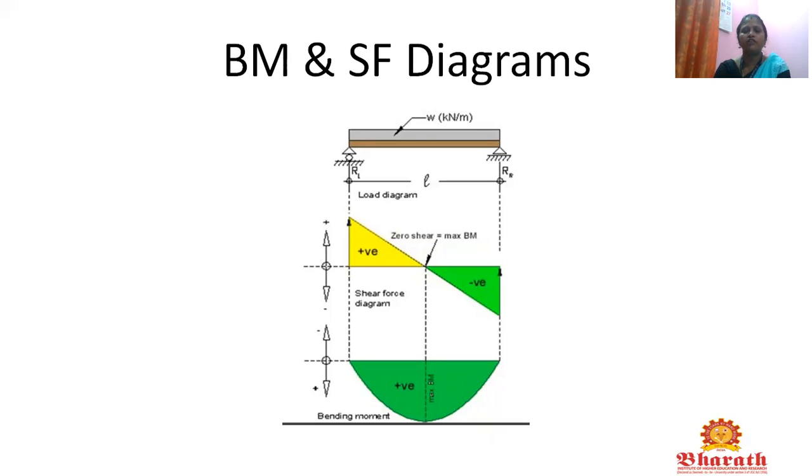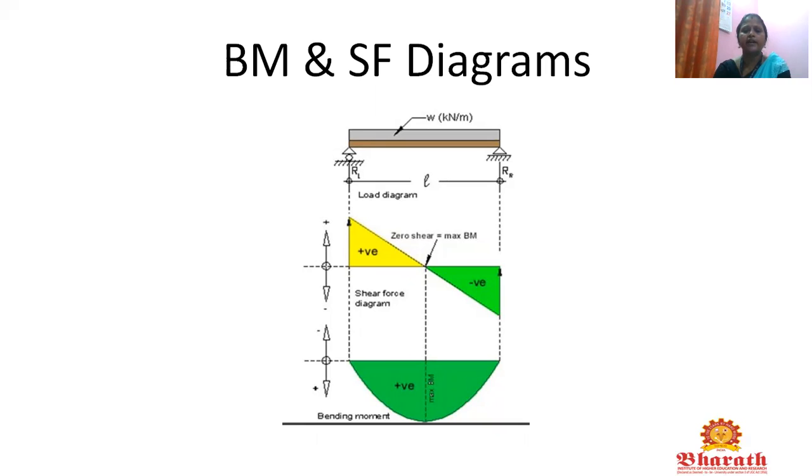With the reactions we got, the positive reaction for the shear force is drawn on the left-hand side, that is positive shear force, and the reaction at B, that is negative shear force, is drawn on the right-hand side of the member. The zero shear force, that is the maximum bending moment location, is also shown in this diagram. So this is the shear force diagram.